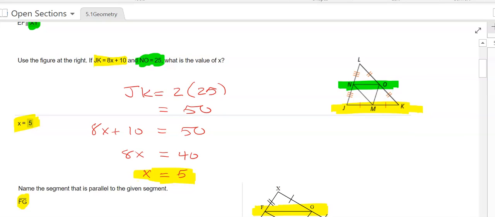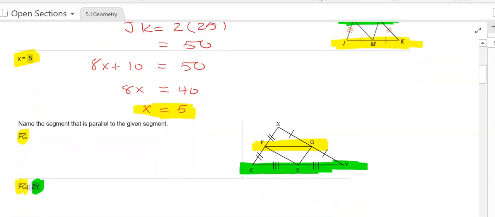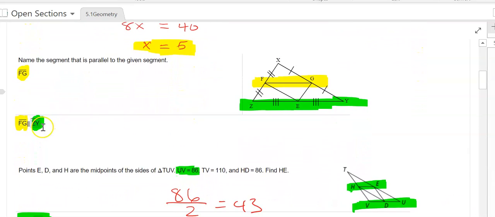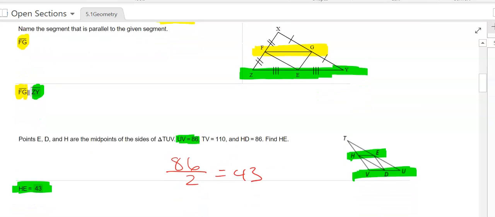So in this next section, we're looking at what we talked about. We're given this information. We know that NO is 25, so we know that JK is twice that. First we have to double it to 50, then we can set JK equal to that and solve. Once again here, use capital letters. We're given FG, so we know that this side, Z to Y, must also be parallel.